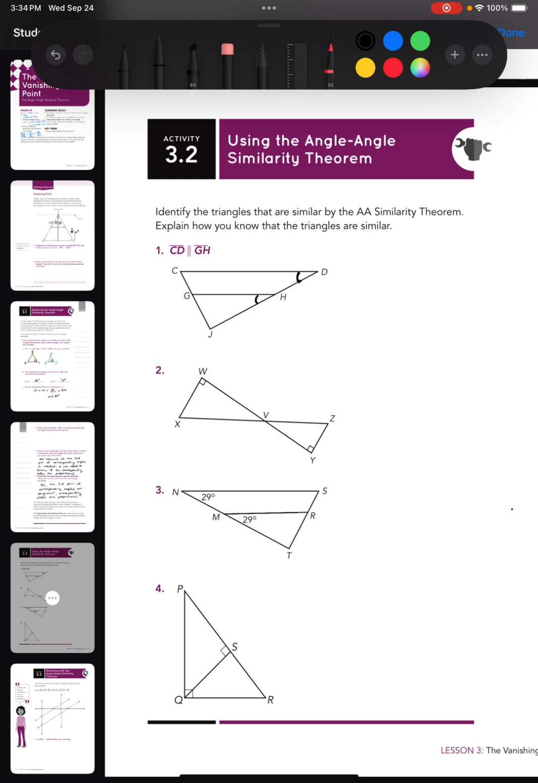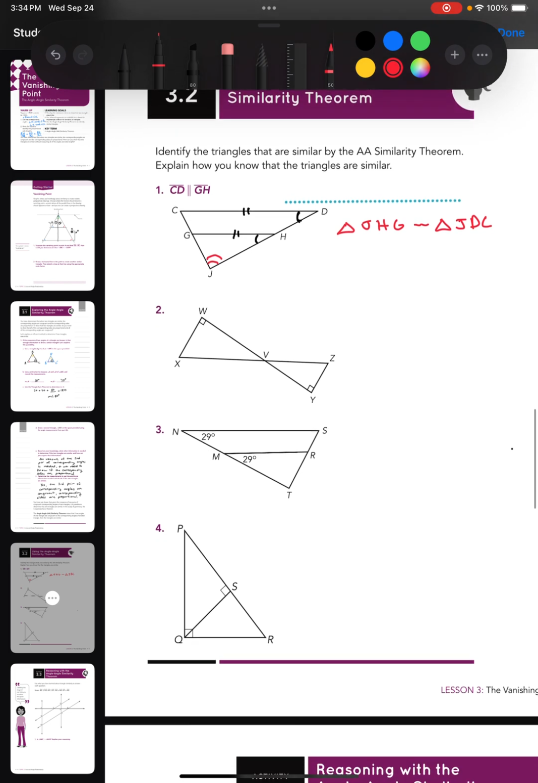So they have to be congruent based on what we talked about, knowing that vanishing point idea before, because these two lines are parallel to each other. So it makes those two angles have to be congruent. And they share angle J. So now we have proven that two of the corresponding angles are congruent. So therefore, triangle JHG is similar to triangle JDC.